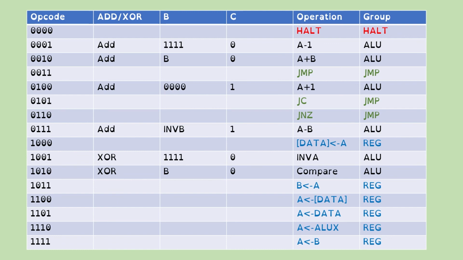So we're going to move on from here into more talking about what the CPU hardware is going to be. But that is it from me for now.